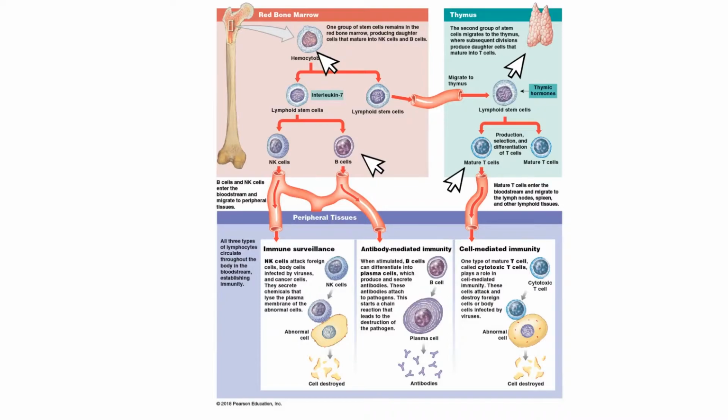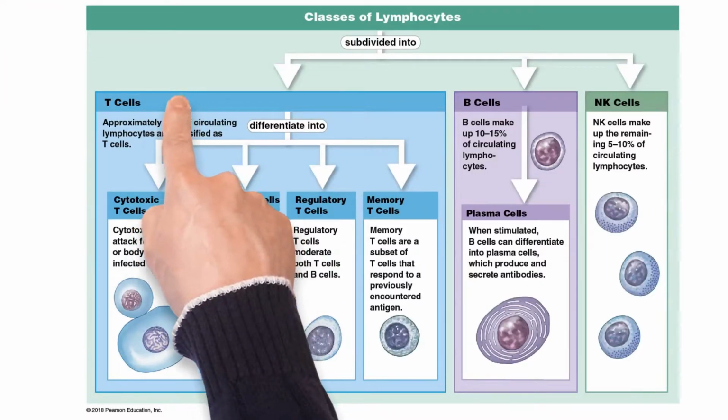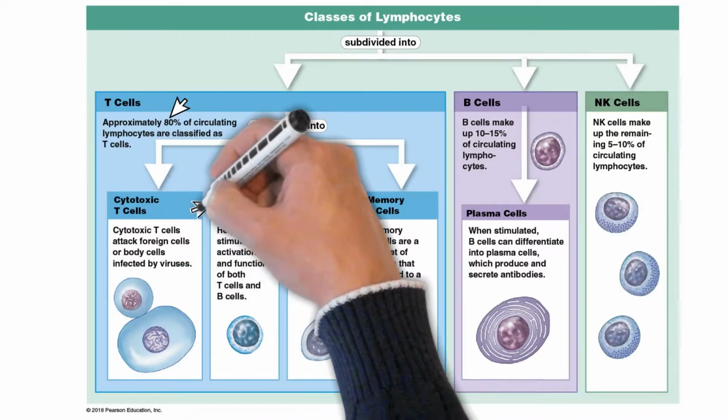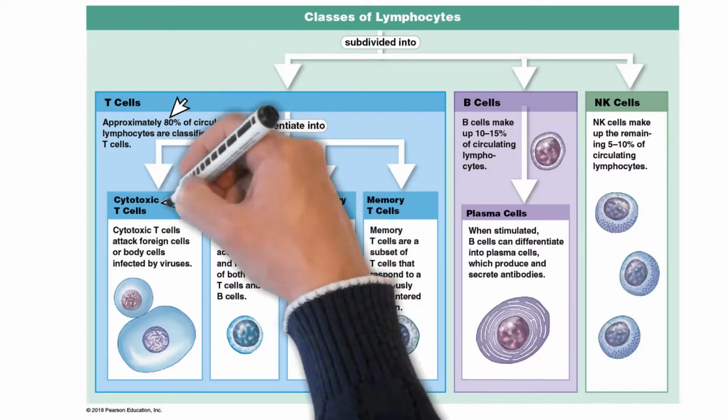Now, in this illustration, you see the terms immune surveillance, antibody-mediated immunity, and cell-mediated immunity. I know that sounds a little complicated, and it's really not. We're going to unpack those terms after I show you how these cells can be subdivided further by specialization. As you can see in the illustration, T cells make up about 80% of our body's white blood cells. But as you can see, they're subdivided further by specialty. So we have different types of T cells, which all have different jobs. We have helper T cells and cytotoxic T cells.